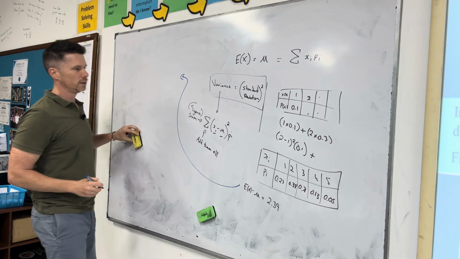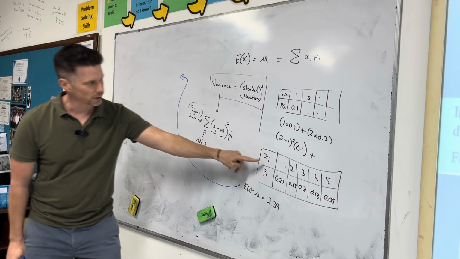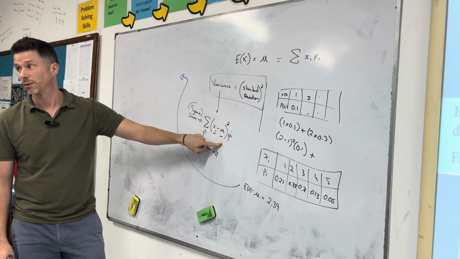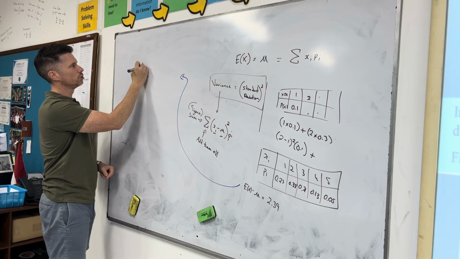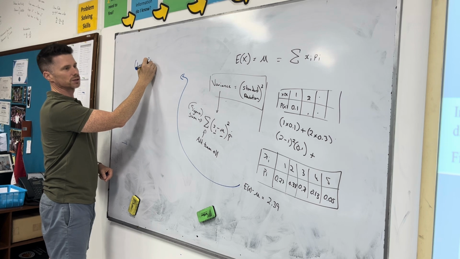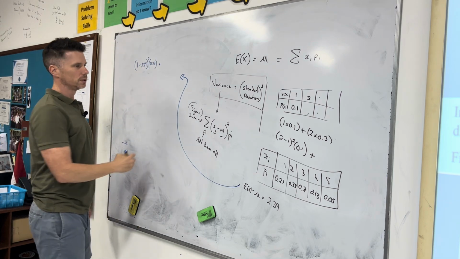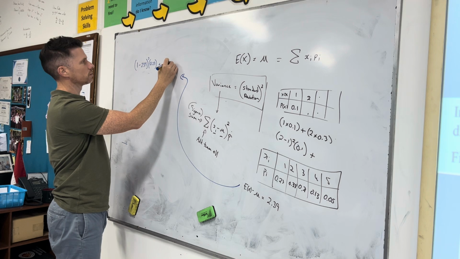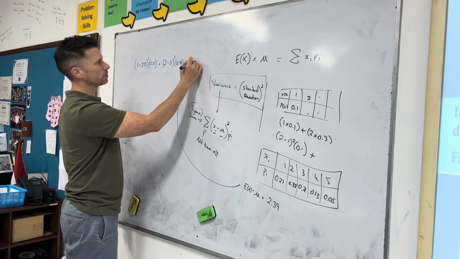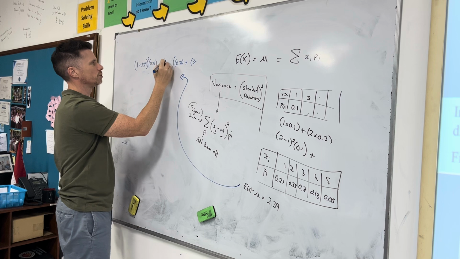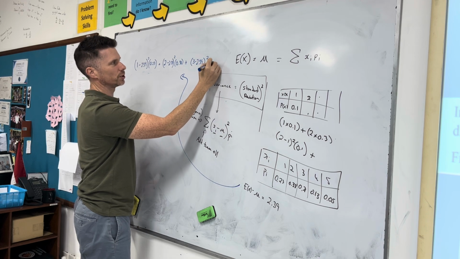Okay, so let's work it out. For the standard deviation, we get each x value, each random variable, we subtract the mean, we square it, make it positive. So we're going to do 1 minus 2.39 squared times 0.23, plus, and so on. 2 minus 2.39 squared times 0.38, plus 3 minus 2.39 squared times 0.21.